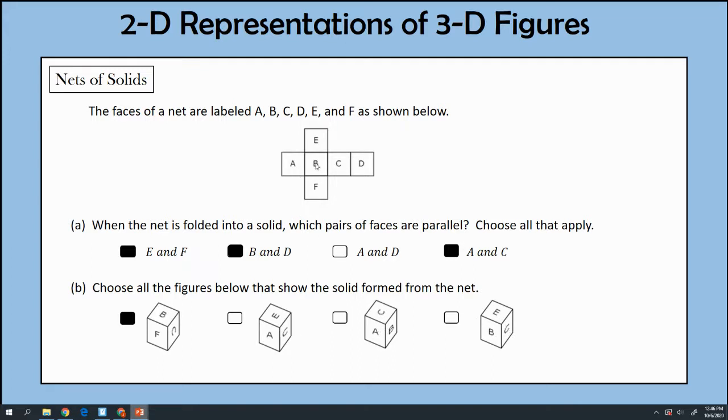B, E, and C. Yeah, if you folded them up, E and C are going to share an edge. B and C, E and B, they all share edges. I think that one's going to work as well.